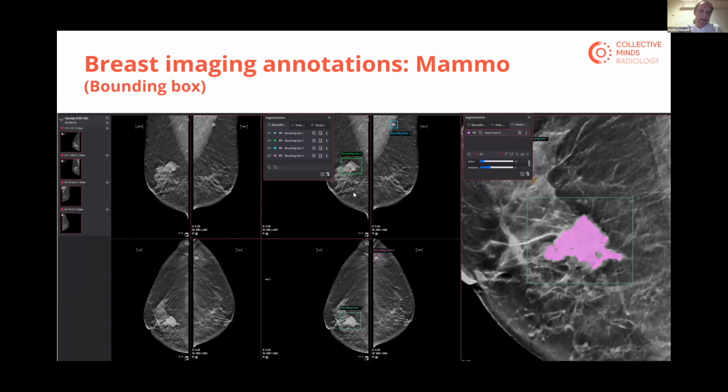So if we start by looking at the breast imaging annotations and mammography, the use case requires detailed detection, and the detection work can be pretty complex. So for this use case, the annotation method in images will be a two-dimensional bounding box. So basically we will know where on a projection image we have detected the lesion.